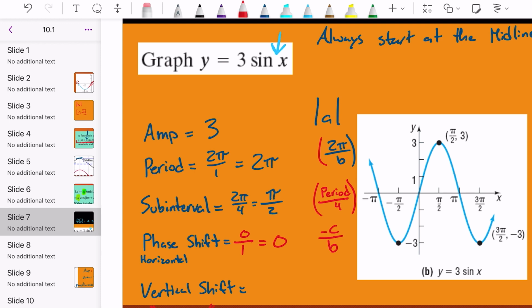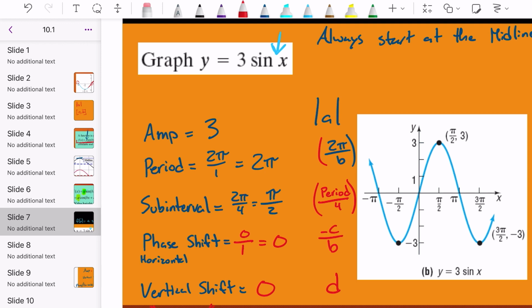Now let's take a look at the vertical shift. Our vertical shift can also be known as our d of our equation, or the midline. In this case, you can easily see there is no midline, there is no d, which means our vertical shift is 0.